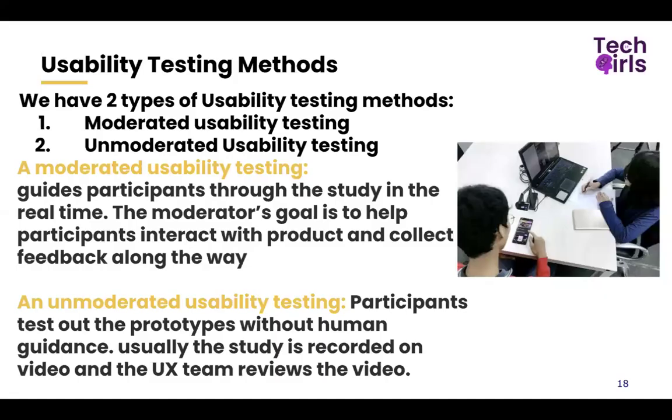Okay. So we have two types of usability testing methods. The first one is moderated usability testing. The second one is unmoderated usability testing. If you look at what is going on here, there's a woman sitting down. This is a moderated usability testing, and the tester is beside her, trying to navigate the product to see if it's easy to use. The moderator can also guide the participant through the study in real time. The moderator's goal here is to help participants interact with the product and collect feedback along the way.